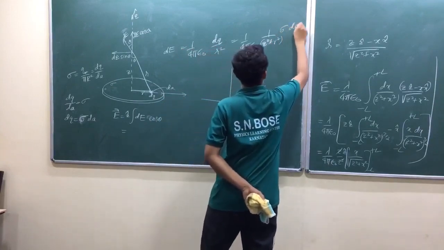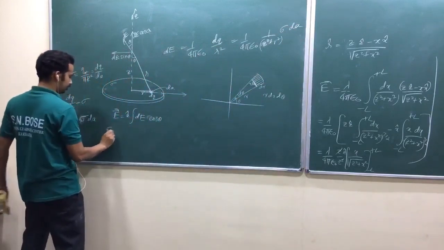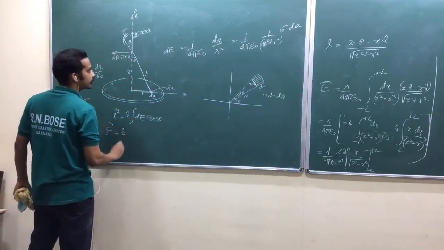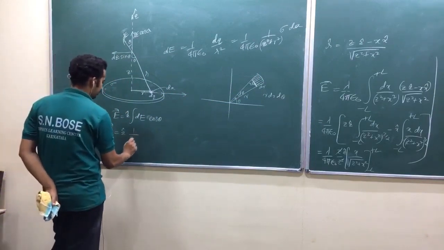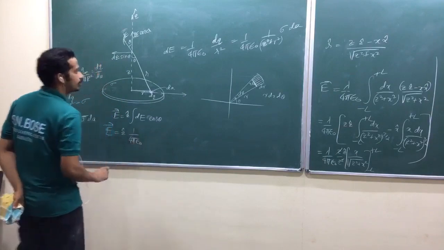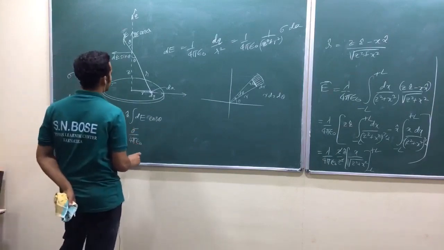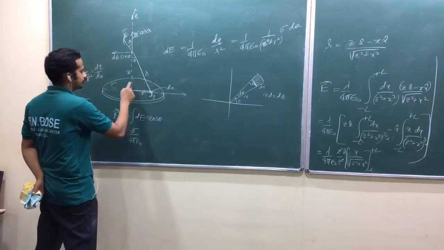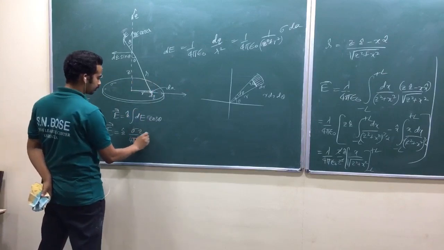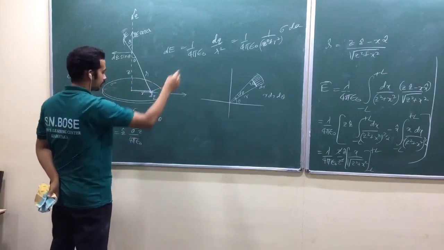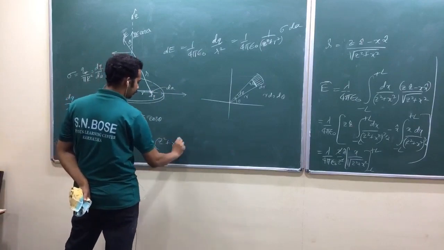Sigma dA. Now, if I substitute electric field Z cap into 1 by 4π epsilon naught, sigma is also constant. What is cos theta? Z by R. So Z is also constant. By R square, R cube. I think you will get again Z square plus R square whole power 3 by 2 again.